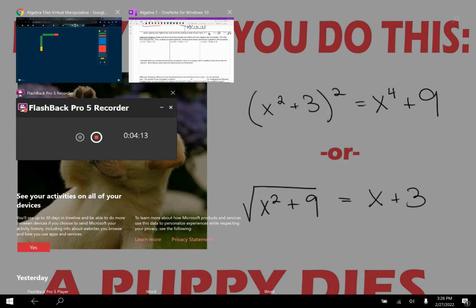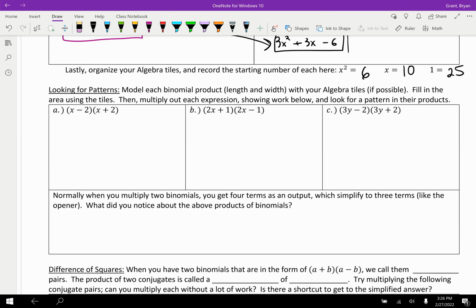Then, once you've modeled that on your desk, you need to go through and actually multiply all of this out to see what you end up getting. Combine your like terms, make sure they match. At the end, right, read our question. Normally when you multiply two binomials, a 2 by 2, you get 4 terms as an output. And a lot of times those 4 terms simplify to 3 terms, right?